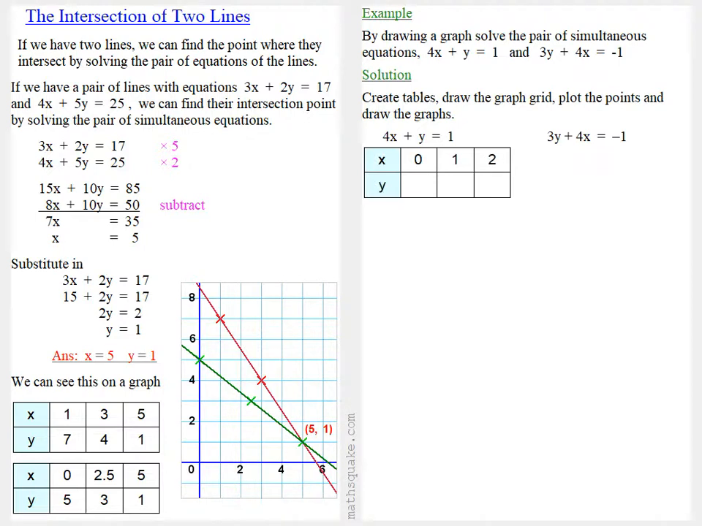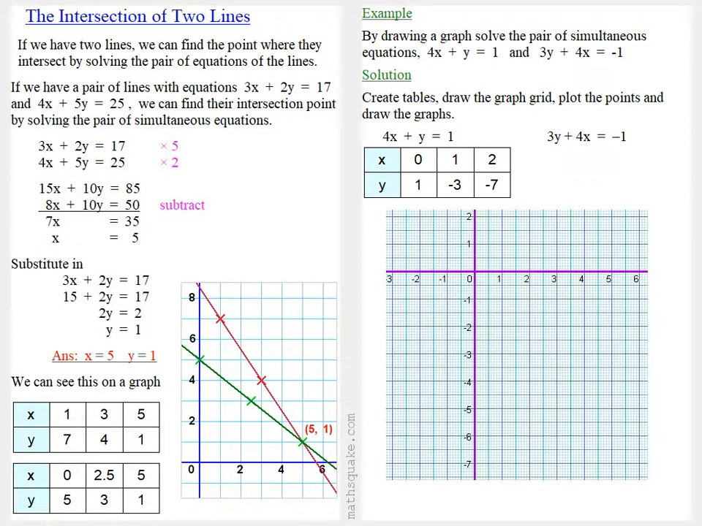So for 4x plus y equals 1, I've drawn a table choosing values of x 0, 1 and 2. And if x is 0, then y is 1. If x is 1, then 4 plus y is 1, so y is minus 3. And if x is 2, 8 plus y equals 1, and so y equals minus 7. Now we can plot those points on the graph and join them with a straight line.